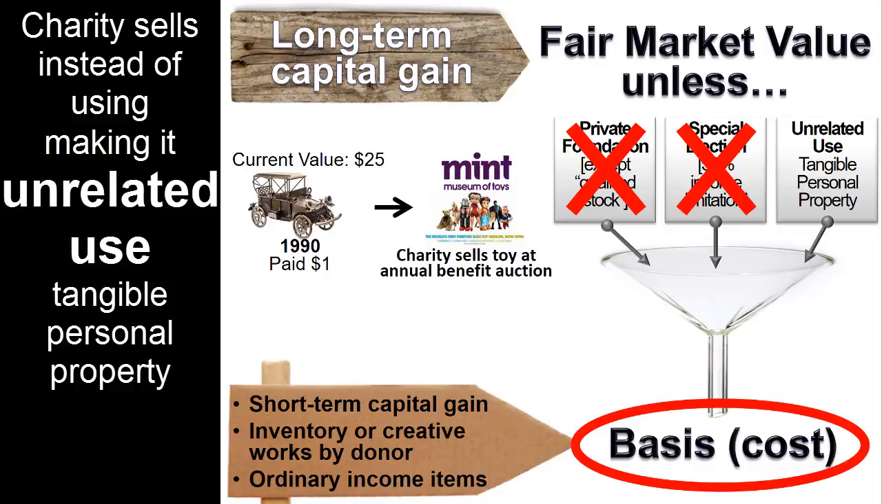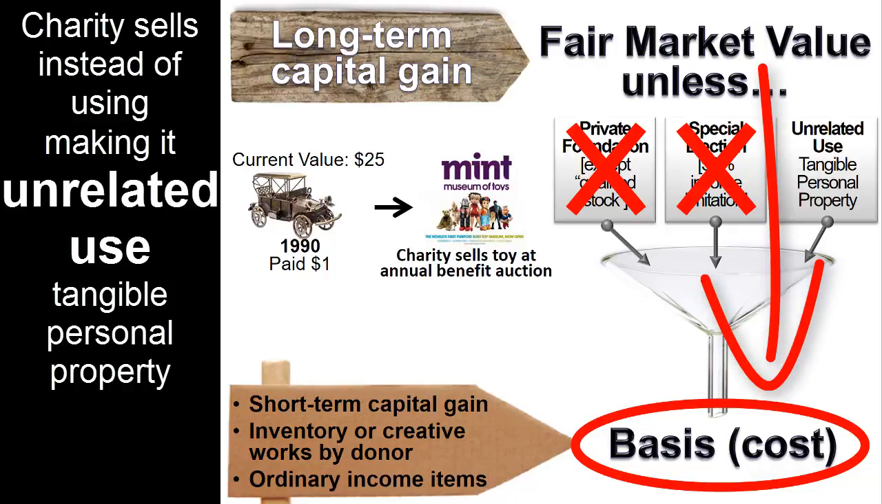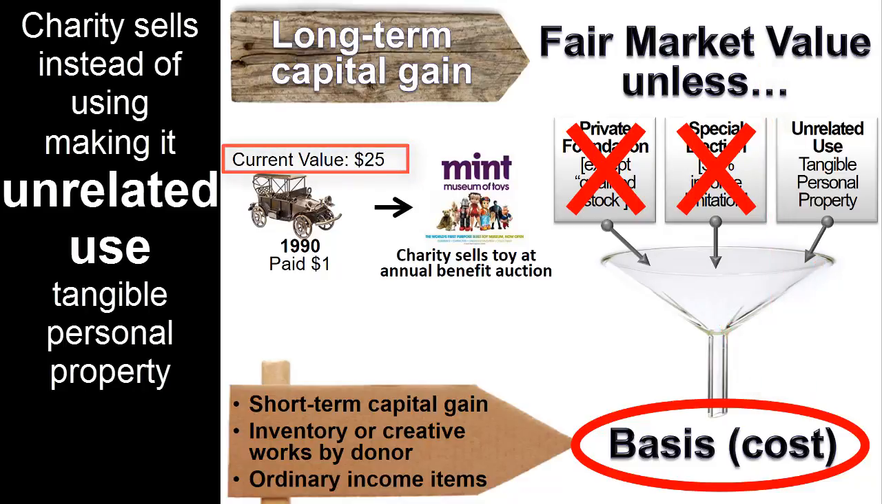Because one of the exceptions applies, the donor cannot use the fair market value for calculating the deduction. Instead, the valuation must drop down to the cost basis valuation. So the gift of an item worth $25 generates a deduction of only $1.